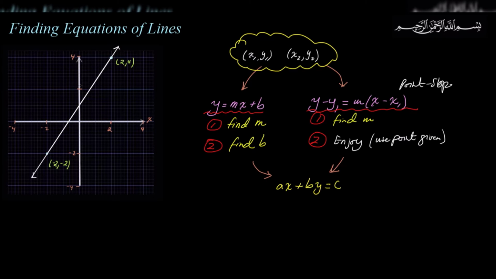Now, in this particular scenario we're not told which form to find it in. So we're going to try to find it in all three of these forms: the slope-intercept form, the point-slope form, and the standard form. So given those two points, we're going to find the equation of the line that goes through them in all three forms. Okay, so let's do this.